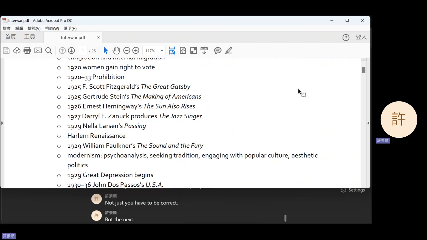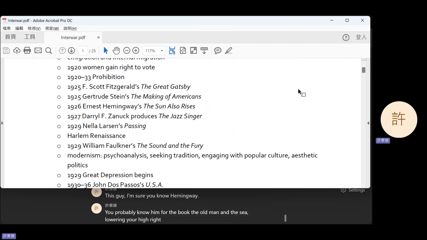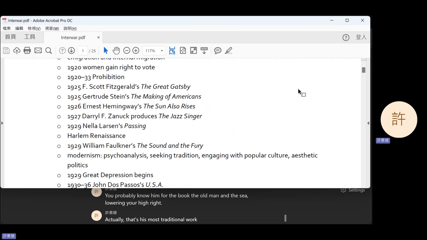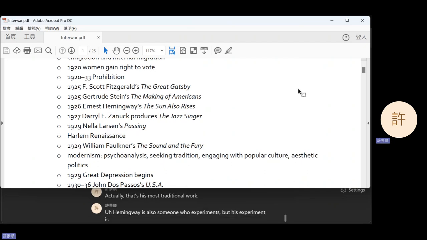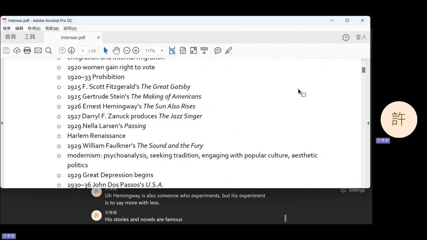The next year, 1926, Ernest Hemingway publishes his first novel, The Sun Also Rises. This guy, I'm sure you know, Hemingway. You probably know him for the book The Old Man and the Sea, Lao Ren Yu Hai, right? Actually, that's his most traditional work. Hemingway is also someone who experiments, but his experiment is to say more with less. His stories and novels are famous for having very few words without losing any of the meaning.